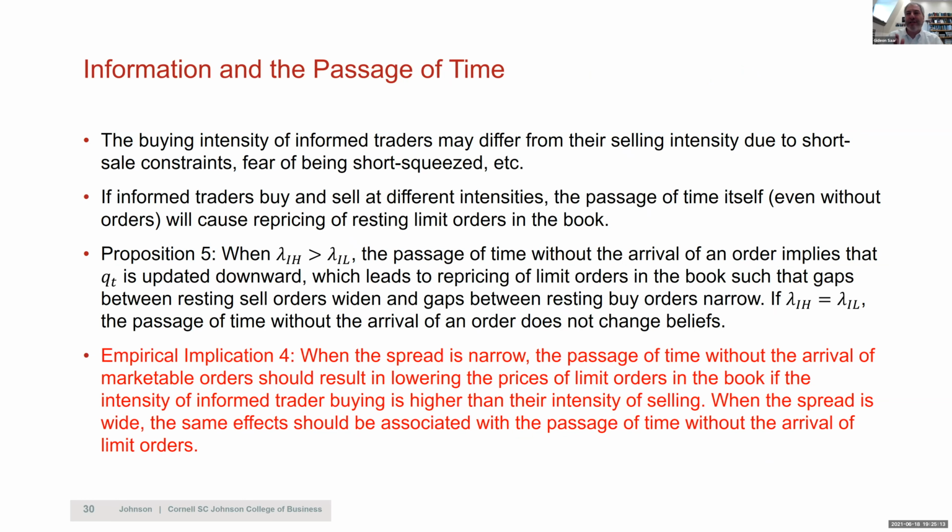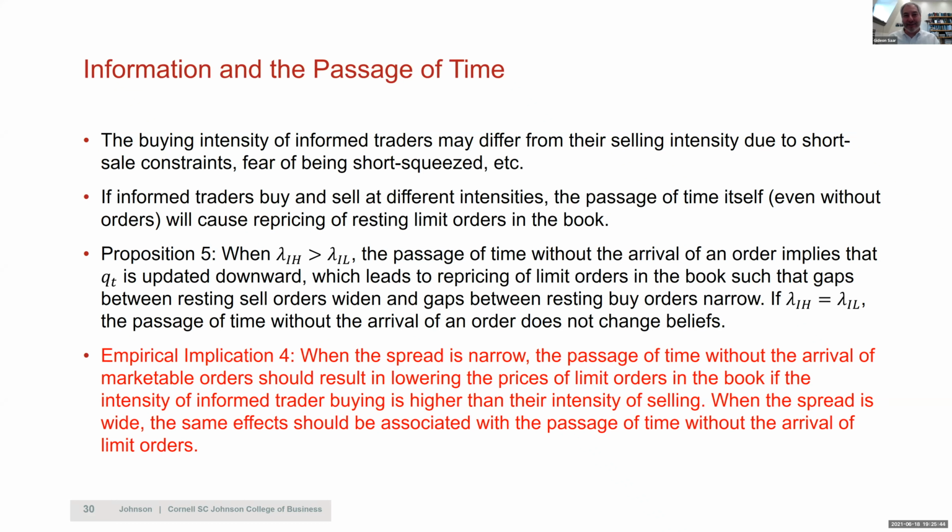Even the passage of time itself without an order can be informative. We actually assumed in the main exposition that informed traders buy and sell at the same intensity, but that's a special case. It could be that the buying intensity of informed traders, if they buy, is different than the selling intensity, maybe because of short sale constraints. Maybe now after GameStop, all those hedge funds are really afraid of being short squeezed, so they don't want to sell as much as they want to buy.